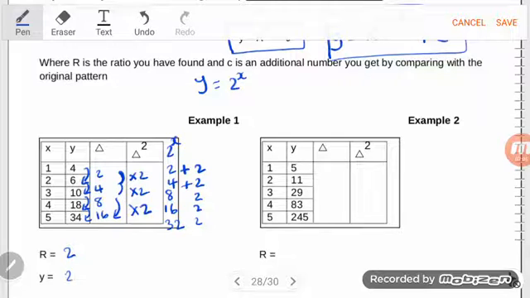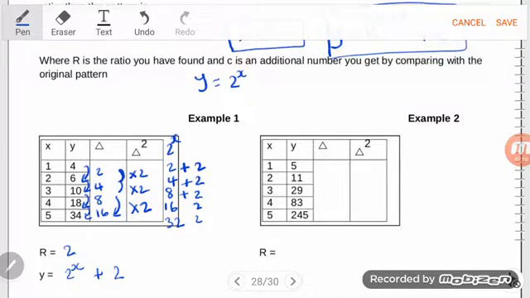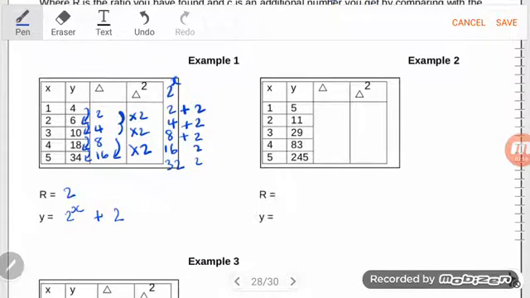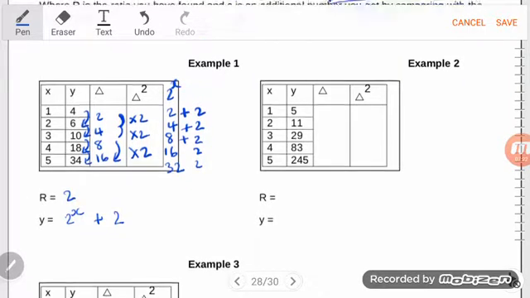So our y is going to be 2 to the power of x, which is this one here. And then to complete it, we need to add some kind of constant term, which is 2 in this case. Cool. Let's do another one.